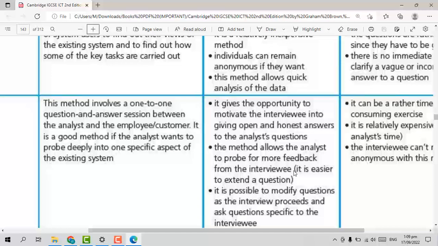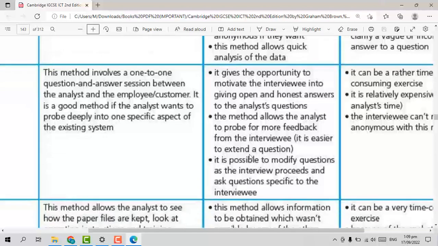Next and the last one in advantages is it's possible to modify questions as the interview proceeds and ask questions specific to the interviewee. You can always ask follow-up questions. You can always modify your questions. It's a conversation, right? So basically, if you want any piece of information, you can get it out of them. Now let's get into the disadvantages.